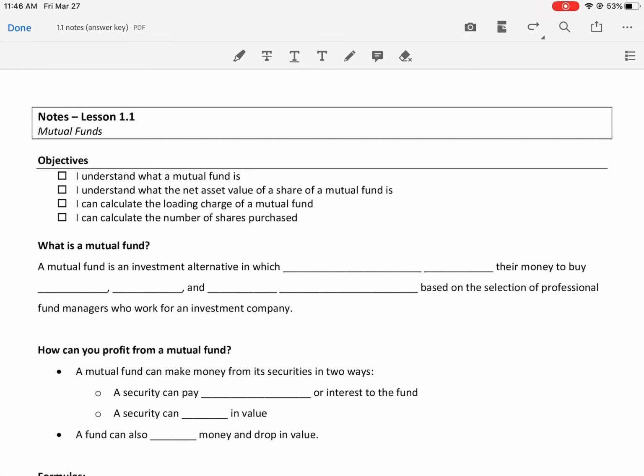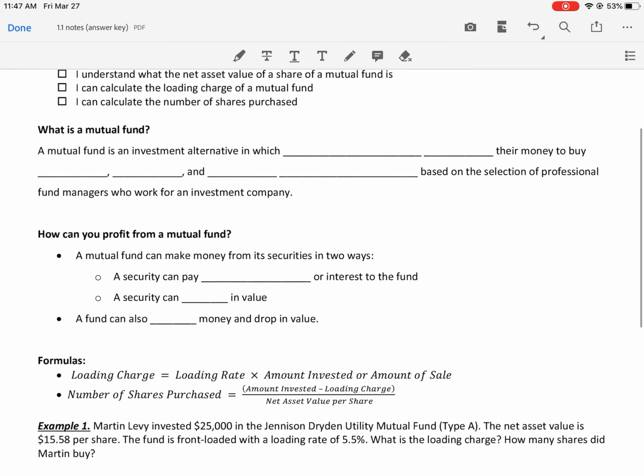Today we're starting our e-learning and we're going to wrap up our unit on investments. So we're going to look at a few more investments, starting with today, mutual funds. Feel free to either grab a separate piece of paper to write on, or you can print out these notes and fill them in, whatever's easiest for you. And I recommend having a calculator handy as well.